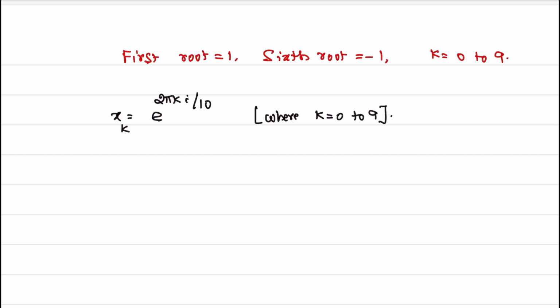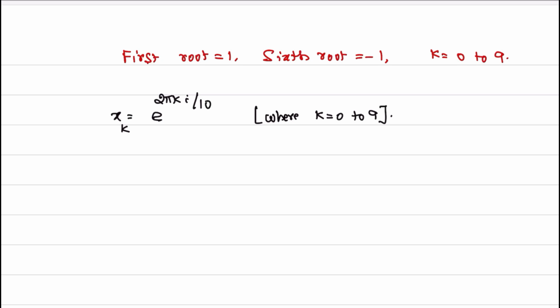In the previous to last class I explained about the roots of unity. Now I have shown you practically and solved a problem on the roots of unity. X to the power of 10 is equal to 1. It doesn't mean that x is always 1 or minus 1. X has other values also in the complex plane.